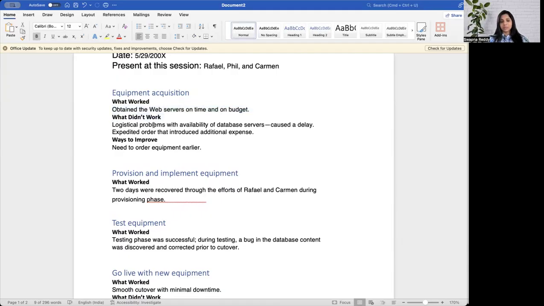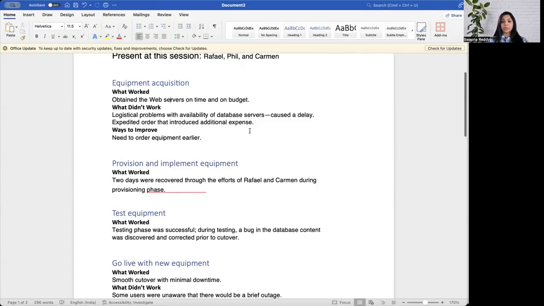Then what didn't work? Again, I'm just giving you a sample draft of the report, of what could possibly be the case. I think it's important for you to at least leverage the structure and craft the report from the retrospective point of view, right? So, logistical problems with availability of data, maybe the equipment you acquired was delayed, not delivered in a timely manner, or maybe there's a defect, the configuration is not working, whatever, and did it incur any additional expense, right?